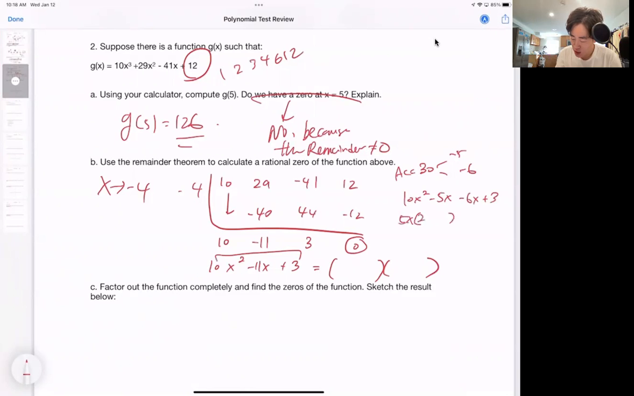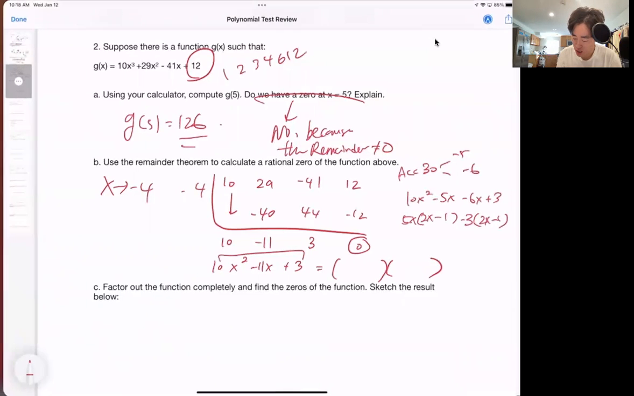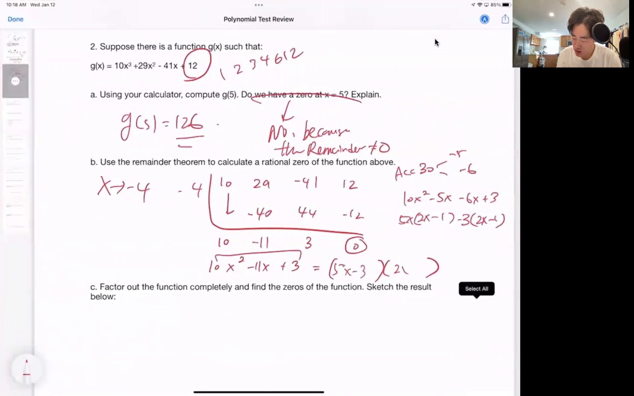Factor out the 5x, we get 2x minus 1. Factor out the minus 3, we get 2x minus 1. So we get 5x minus 3 times 2x minus 1. Guys, I'm not going over too much in detail. Again, this is just a factored form. Getting the zeros from the quadratic should be very simple. To calculate the zeros, the zeros will be at negative 4, 3 over 5, and 1 over 2.